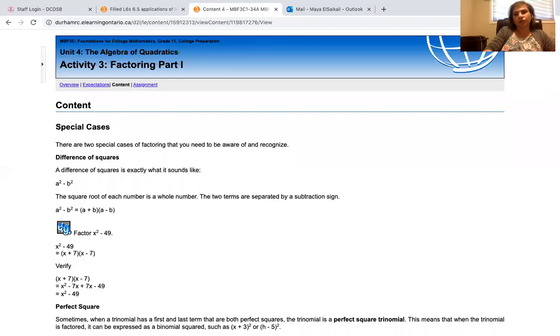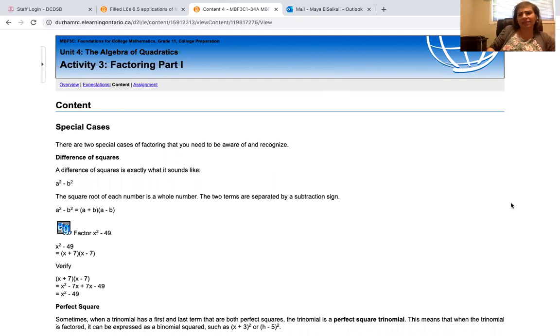So what we have done so far is factoring using the sum and product method, if you have a trinomial and you are looking to find the factors. Now, what if I have a binomial? What if I have two terms and there is a quadratic term? How can I factor this?